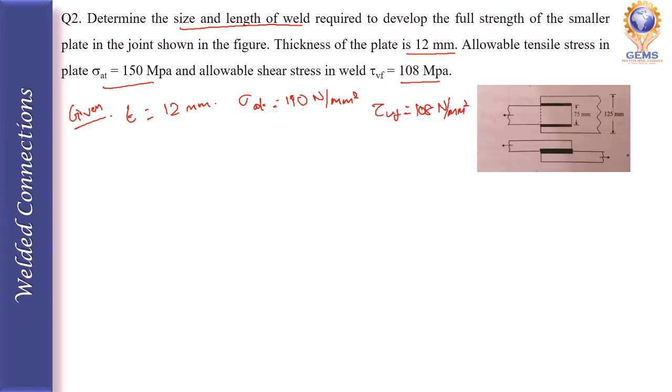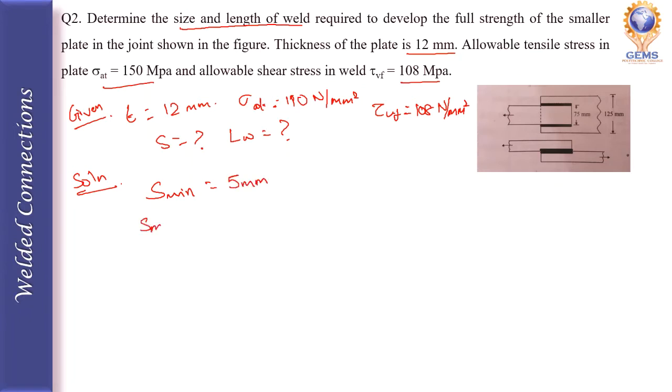We have to find the size and the length of the joint. So, solution. How can we find the size of the fillet weld? We can adopt the minimum size. What is the thickness? It is 12 mm. So 12 mm means the minimum size value from the table is 5 mm.